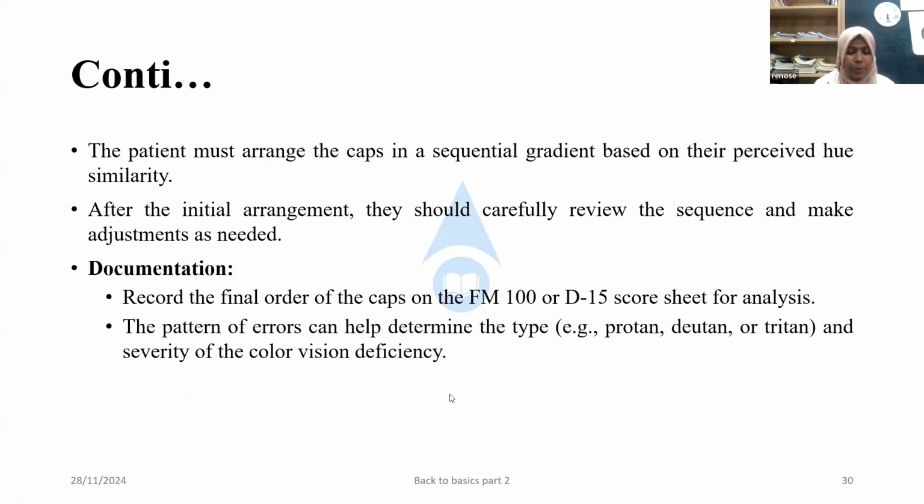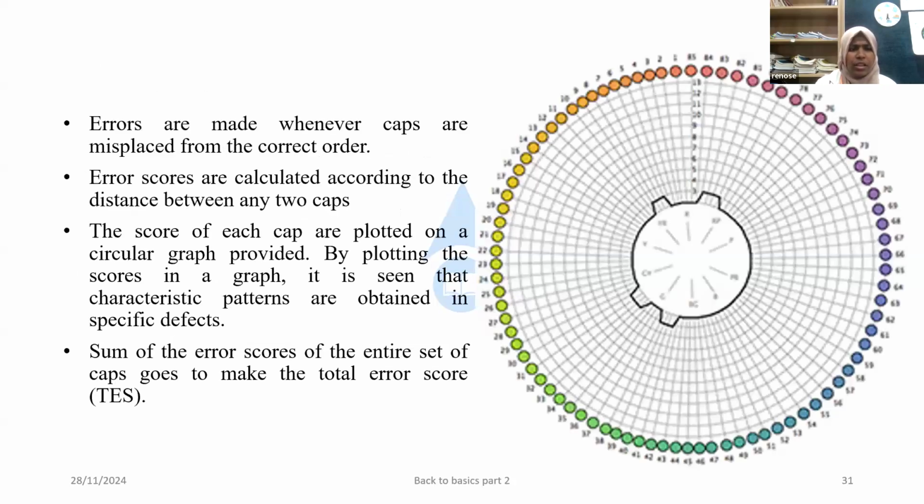The patterns of error can help detect the type, for example protan, deutan, and tritan, and the severity of color vision deficiency. Errors are made whenever caps are misplaced from the correct order. Error scores are calculated according to the distance between any two caps. The scores of each cap are plotted on the circular graph provided. By plotting the scores on the graph, it is seen that characteristic patterns are obtained in specific defects.